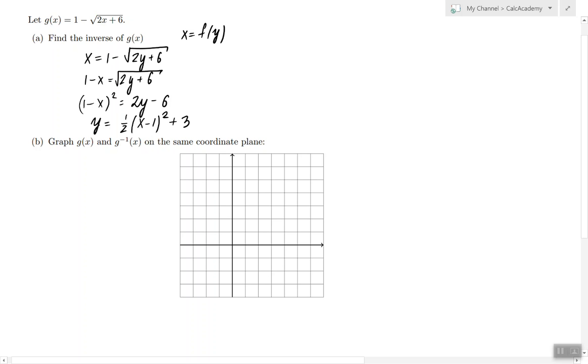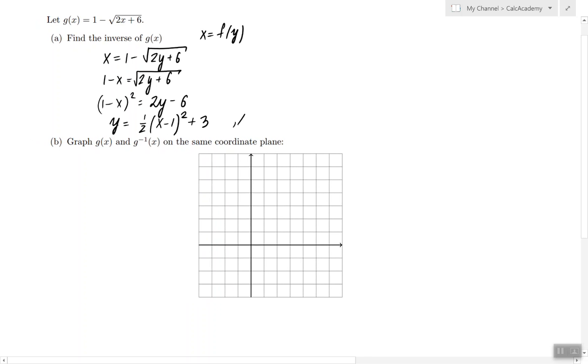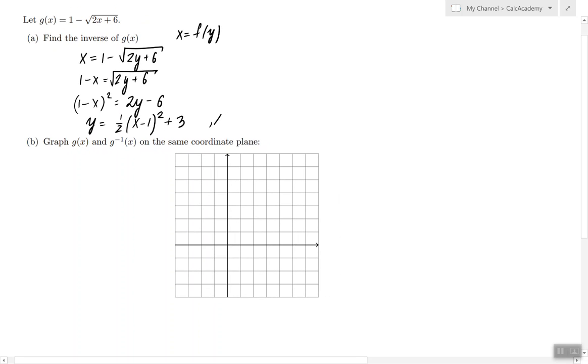So which piece? I need to decide where to cut it off. So the vertex is at 1. We can see that from this vertex form. So do I cut it and keep the piece to the left of the vertex or to the right of the vertex? So basically, do I restrict its domain to be x greater or equal to 1, or x is less than or equal to 1?